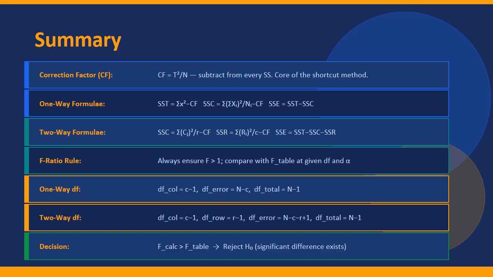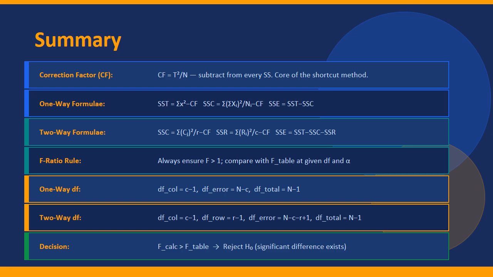In this session, we have learned that ANOVA is used to compare multiple group means and determine whether the differences are statistically significant. Also a very important component is the correction factor CF, which is equal to T squared by N. This is used in all sum of squares calculations, so it simplifies the computational process. That is why it plays a vital role. We should also remember that in one-way ANOVA, we compute only SST, SSC, and SSE, and in two-way ANOVA, we compute SSC, SSR, SSE, and then SST.